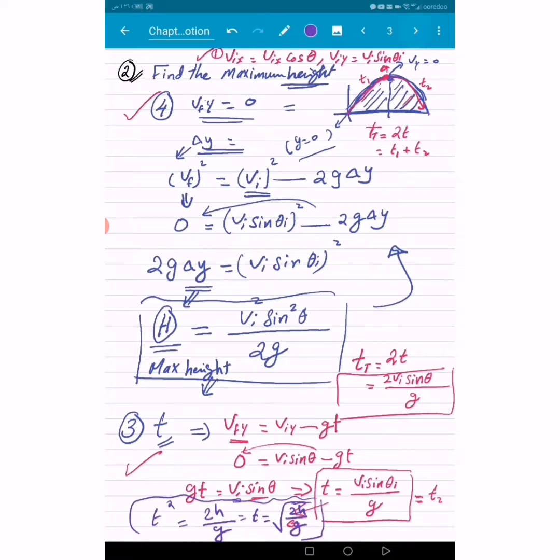Now we have the fourth important equation, R, the range. How can you find the range? We know the range is in the x-axis, so that means delta x. Delta x is equal to v initial x times t. What is delta x? Delta x is equal to v initial cosine theta times t.